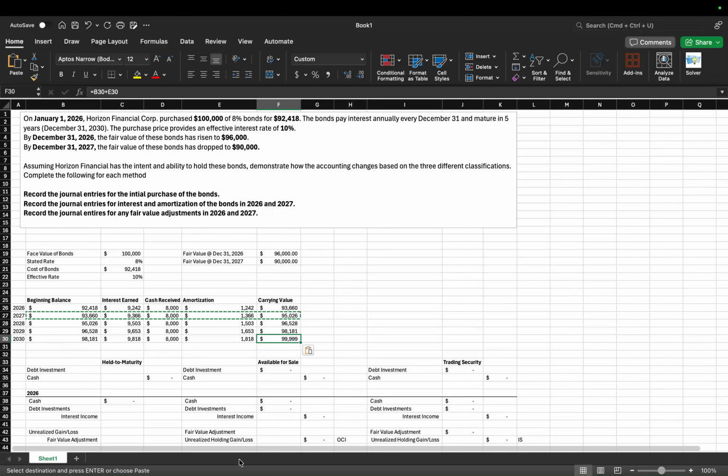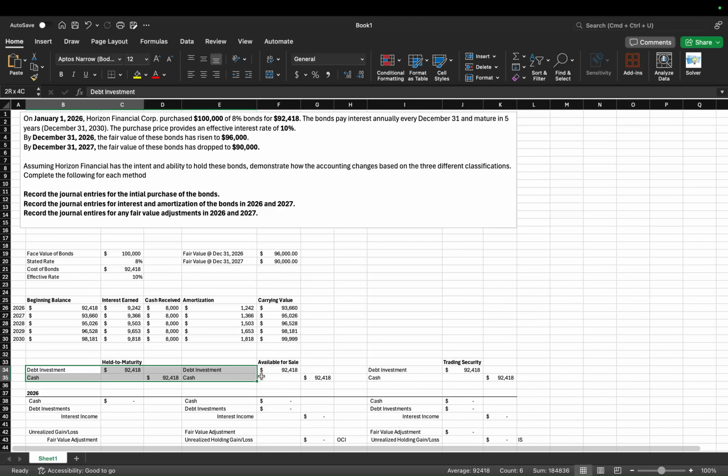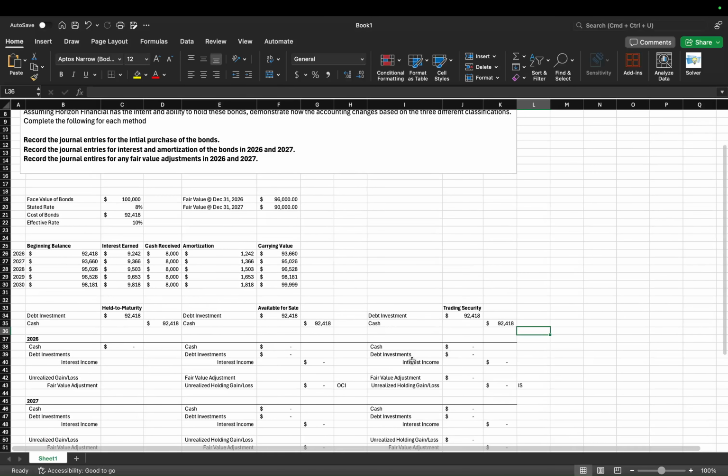So moving on to our journal entries. This is going to be the purchase of the bonds. Again, we bought the bonds for 92,418. Cash is going out the door, that's our credit, and our debit is debt investments. This is our asset, basically the bonds themselves. We gain bonds. This does not change across the three methods. As you can see, they're all the exact same.